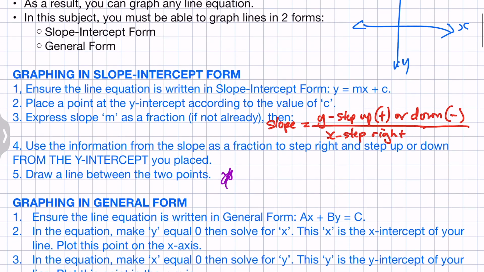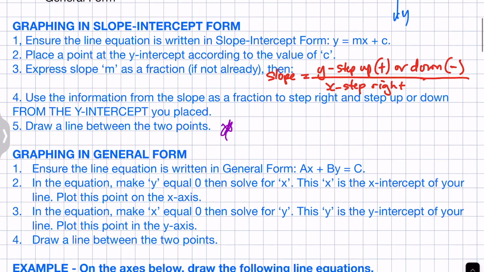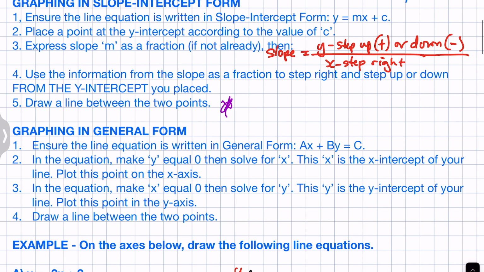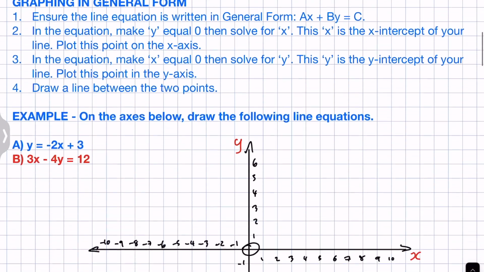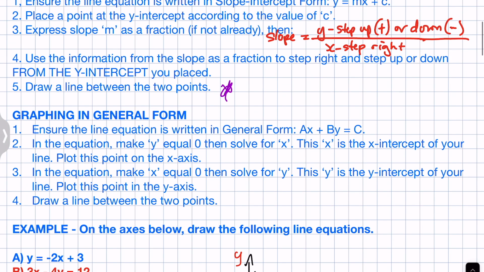Can we try one in slope-intercept form? No one's shaking their head or anything. So steps. Ensure the line equation is written in slope-intercept form. If we're doing A here, does that look like y is equal to mx plus c? You've got m is -2, c is 3. Okay. What's step 2? Place a point at the y-intercept according to the value of c.